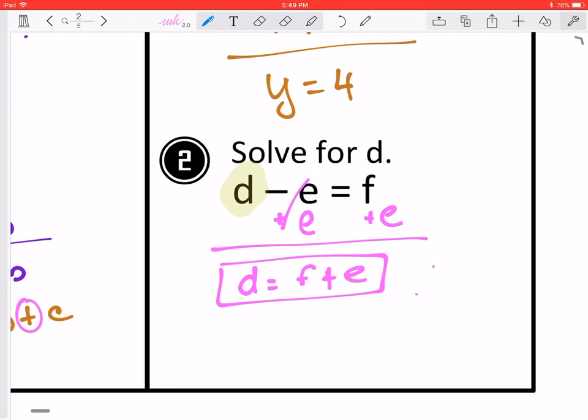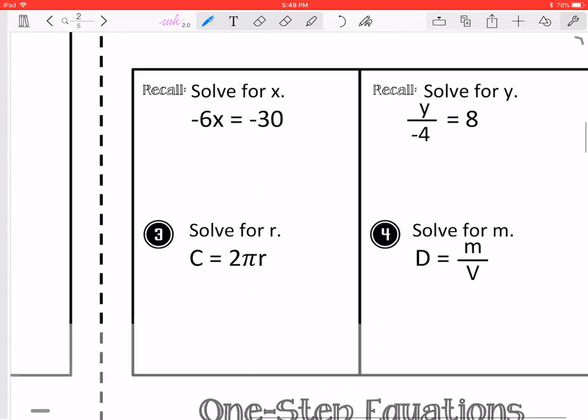Very straightforward. Now, let's look at the next problem.